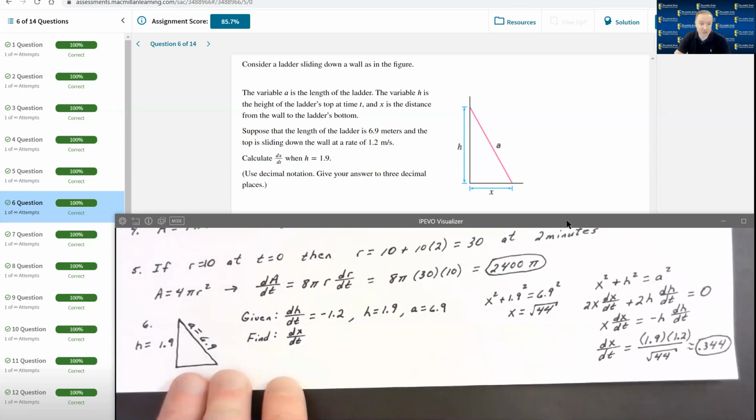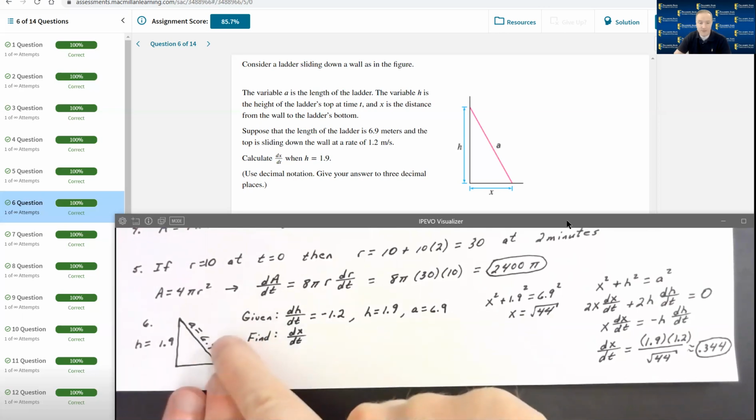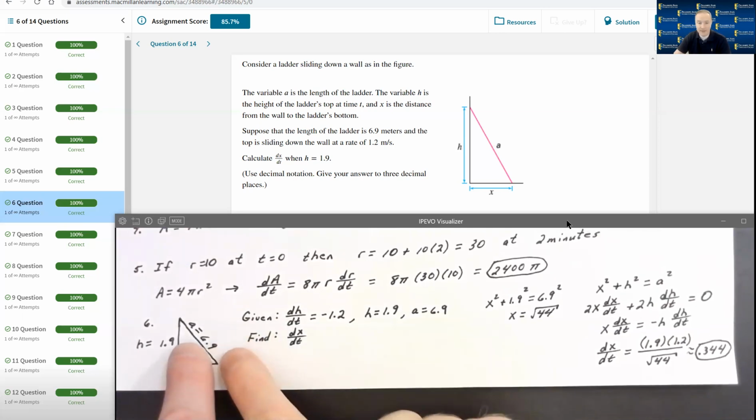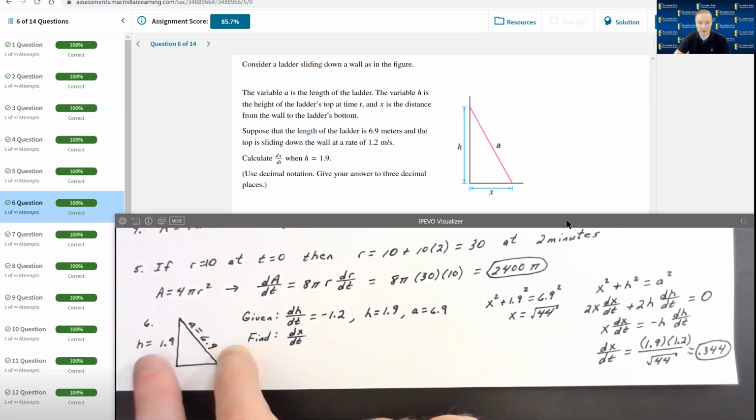The variable H is the height of the ladder up the wall, and X is the distance from the wall to the ladder's bottom. Now in my problem, it's saying suppose that the length of the ladder is 6.9 meters. You'll see on my little triangle down here, I labeled A 6.9. And the top is sliding down the wall at a rate of 1.2 meters per second. It said in the next line that H is equal to 1.9, so I labeled H 1.9.